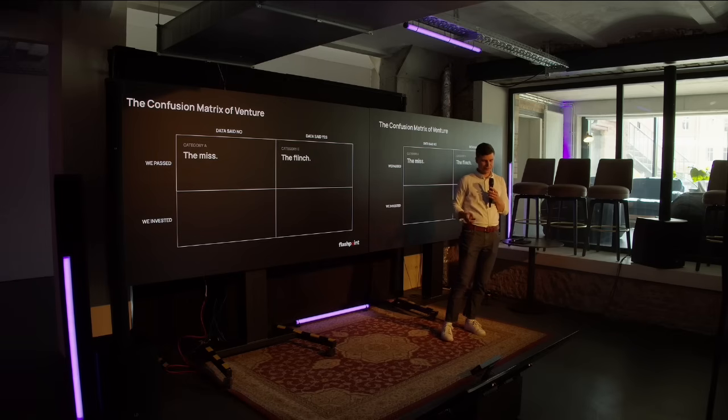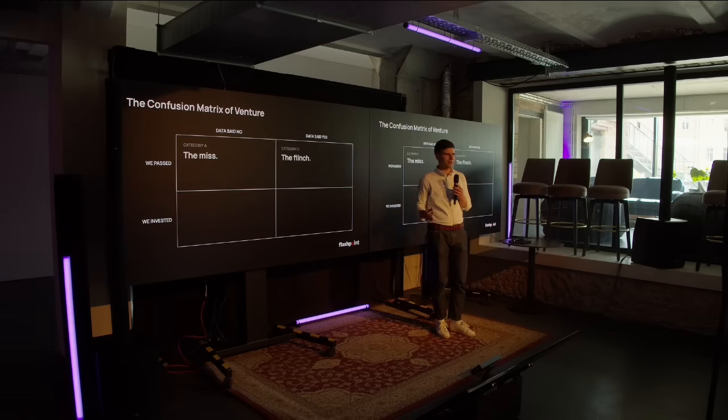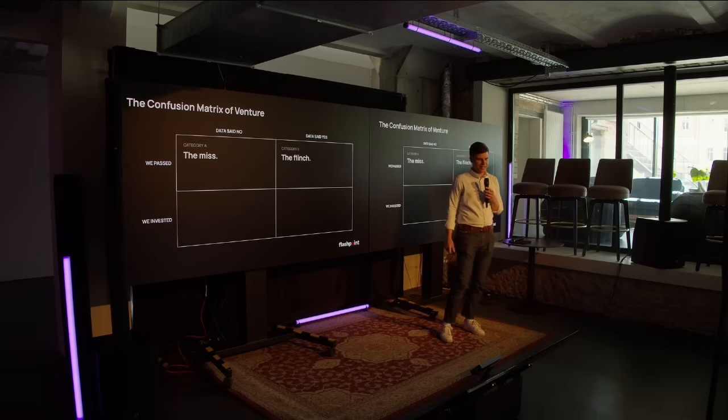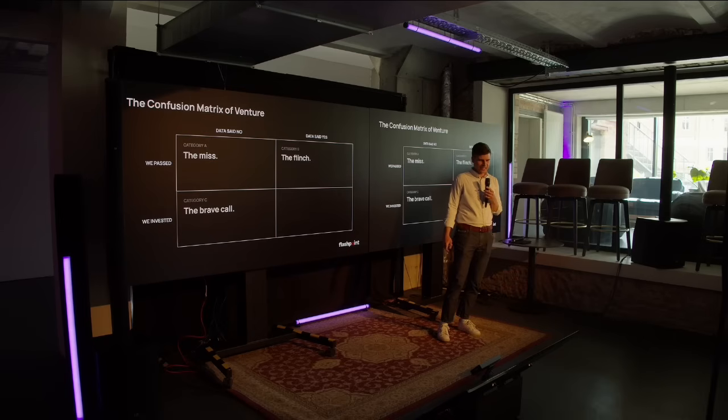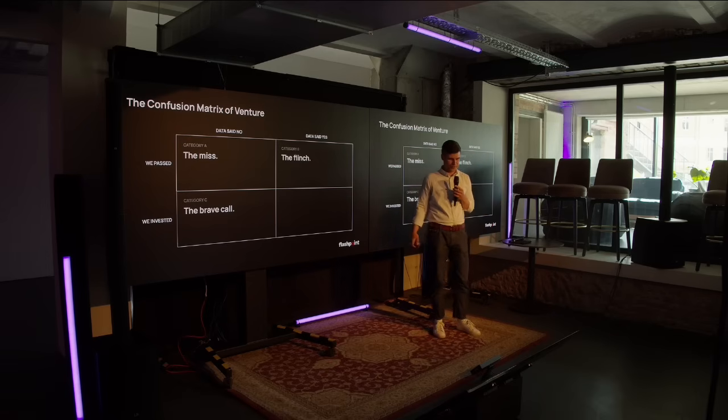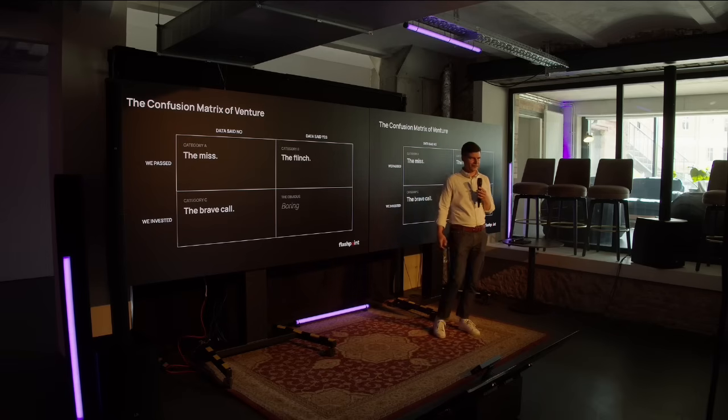The second category is when we flinched: the data said yes, but we still said no. Whether we should have or shouldn't have is a question, but we didn't invest. The third category is when the data said no, but we still did the investment, and we will see that this one is probably the most interesting one. And the fourth category is the boring one, where the data said yes and we did the investment, and there was nothing exciting from this perspective.